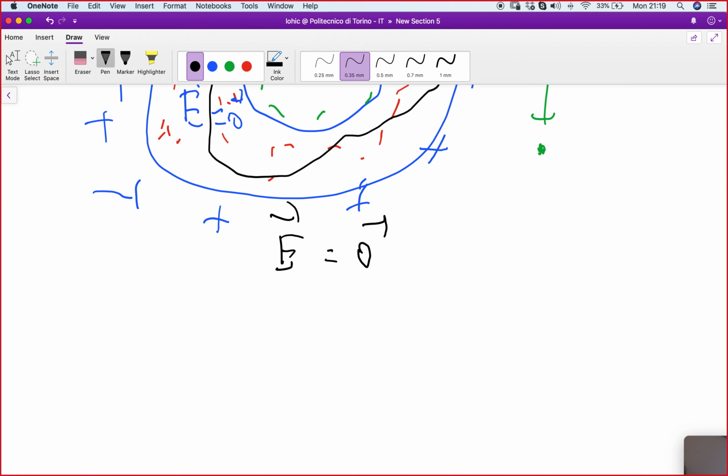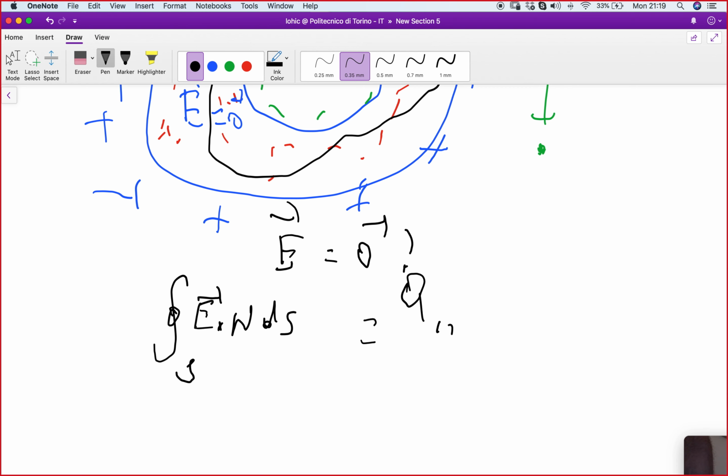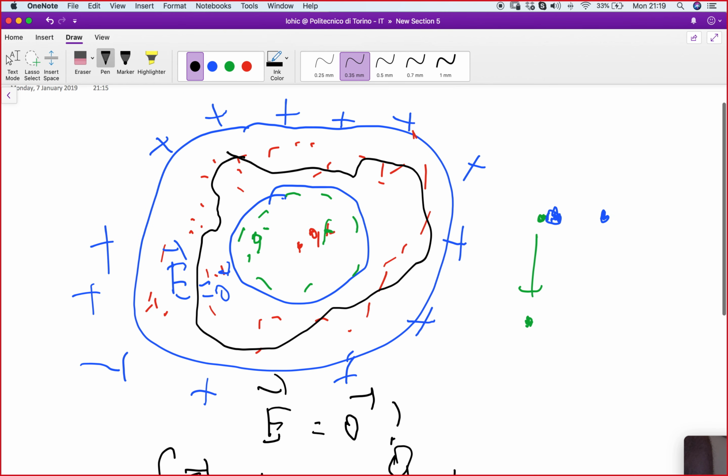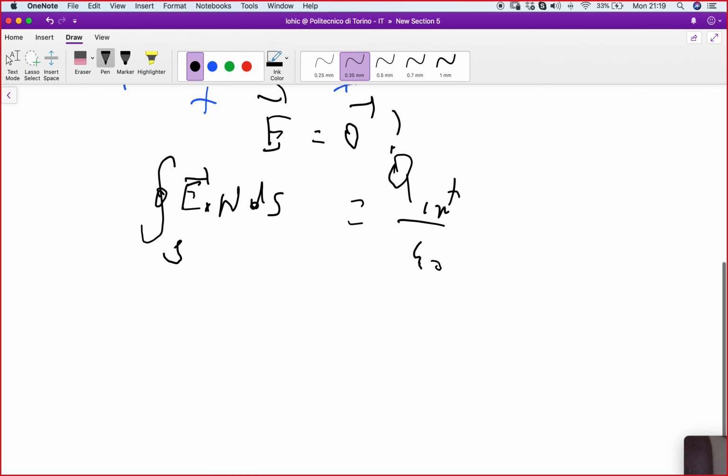At least if you try to do it with the Gauss theorem, if you do the integral of E dot n dS on this surface, so I am still asking if this is true, it should be equal to Q, the internal charge, divided by epsilon 0. But now, what is the total internal charge inside the black surface? You have the Q plus and you have Q minus. Yes or not? So the total internal charge is zero.